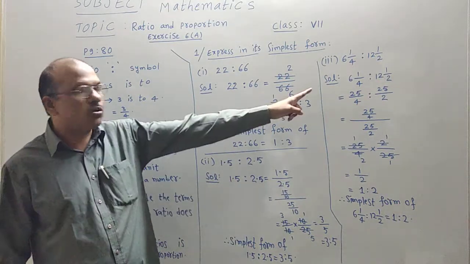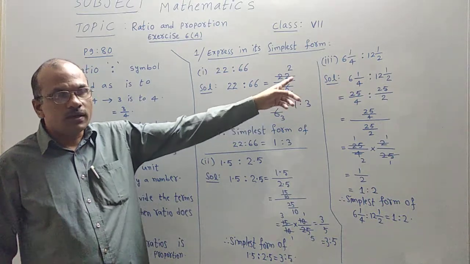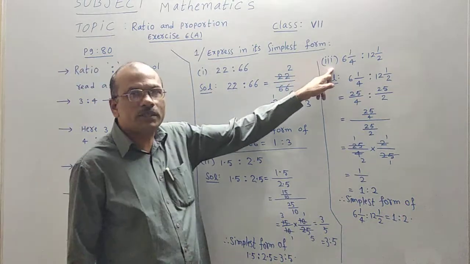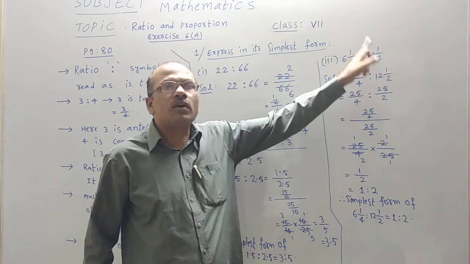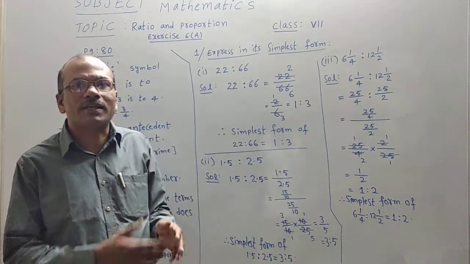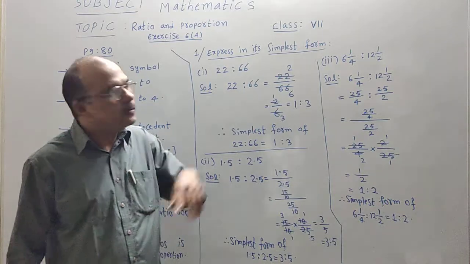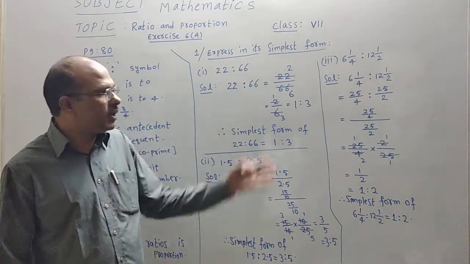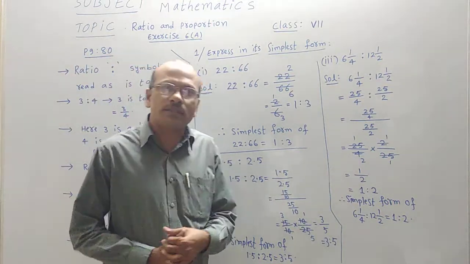One more question we will discuss with a mixed fraction given in the ratio. Let us complete that part also. In question 1 only, third bit is given. 6 1 by 4 is to 12 1 by 2. Both are mixed fractions. First we should convert them into improper fractions. Then we will see about the further cancellations wherever it is possible, then we will get the final answer for it.